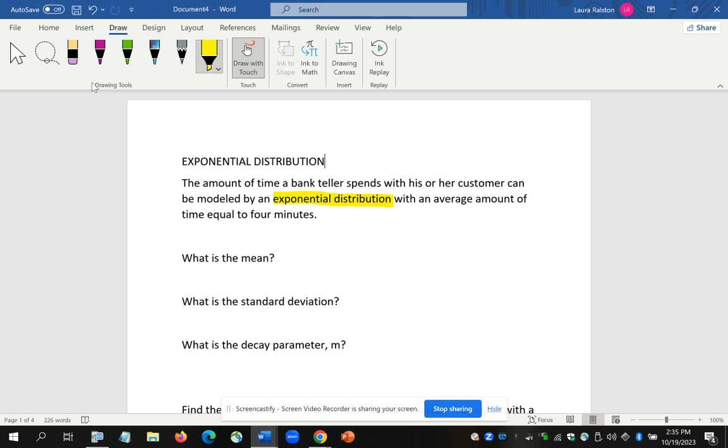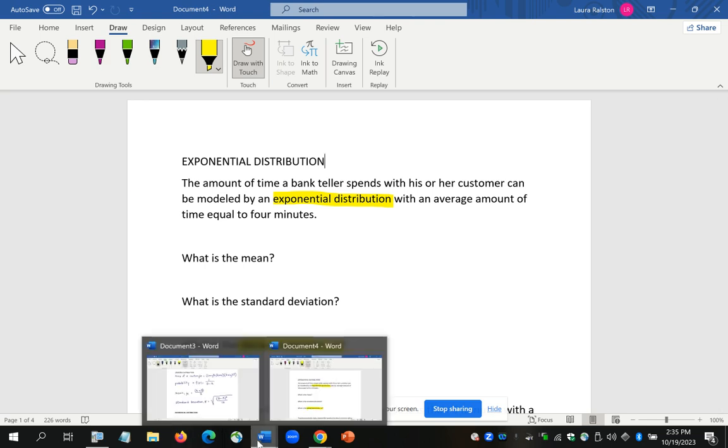The other thing that you can look for is when you read the scenario and then you start reading the questions. For the exponential distribution, you have to have a value called the decay parameter. So if you have a question following the scenario that asks you about the decay parameter, then likely you're dealing with an exponential distribution.